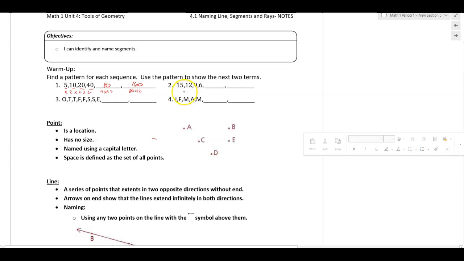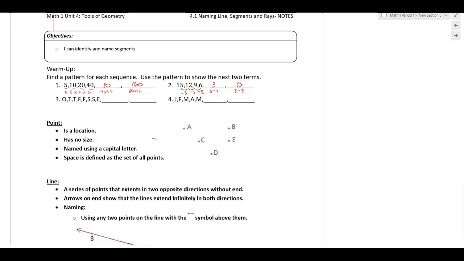Now the next one, you'll see what's happening each time. Each time I am going down 3. So now the next term would be 6 minus 3, which is 3. And then 3 minus 3, which is 0.